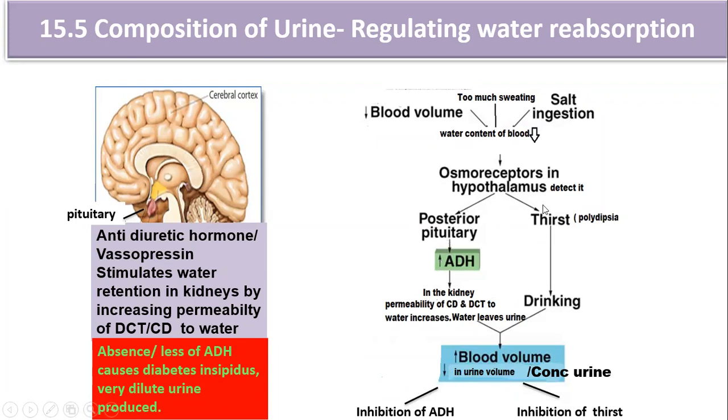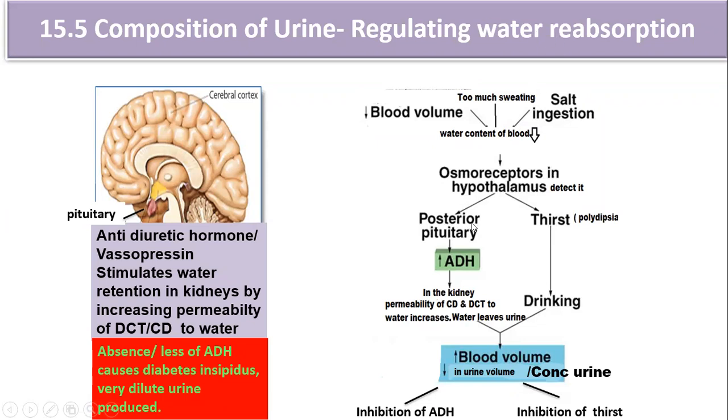Another way is that it will send a message and your thirst center will be activated. When the thirst center is activated, you are going to drink water, so obviously blood volume is going to increase. That is how the regulation of water reabsorption can be done in your body.